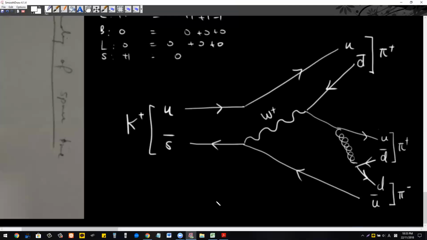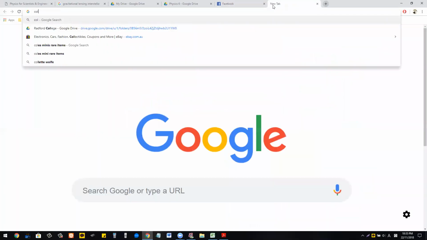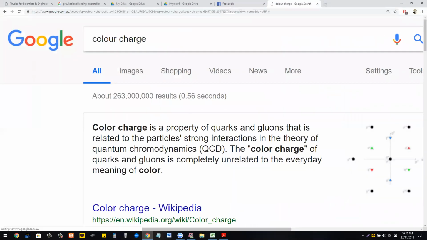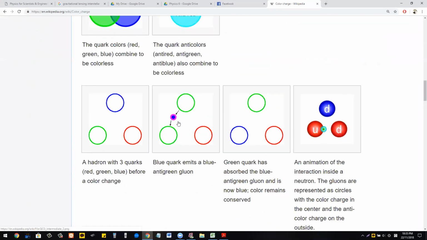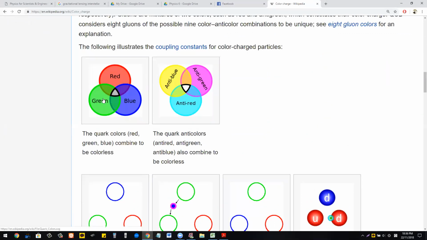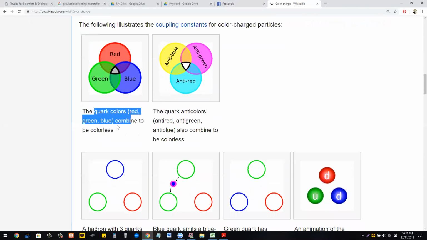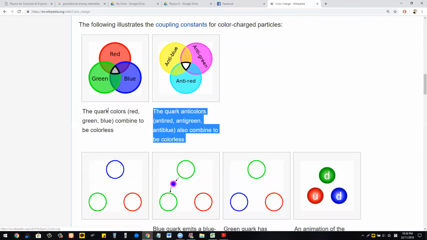Let's have a look at color charge. Have you heard of this? Yes, I have. Red, blue, green, right? Yep. It's really interesting. There's red, green, blue, and then there's anti-blue, anti-green, anti-red. So those are the quark colors. Gluons can carry one color and one anti-color. The quark anti-colors also combine to be colorless. All three colors combine to give colorless as well.